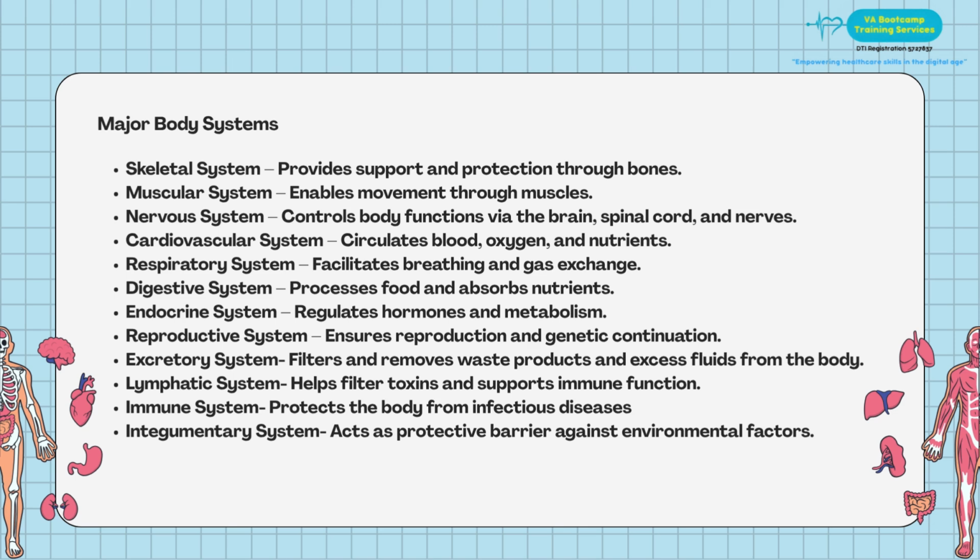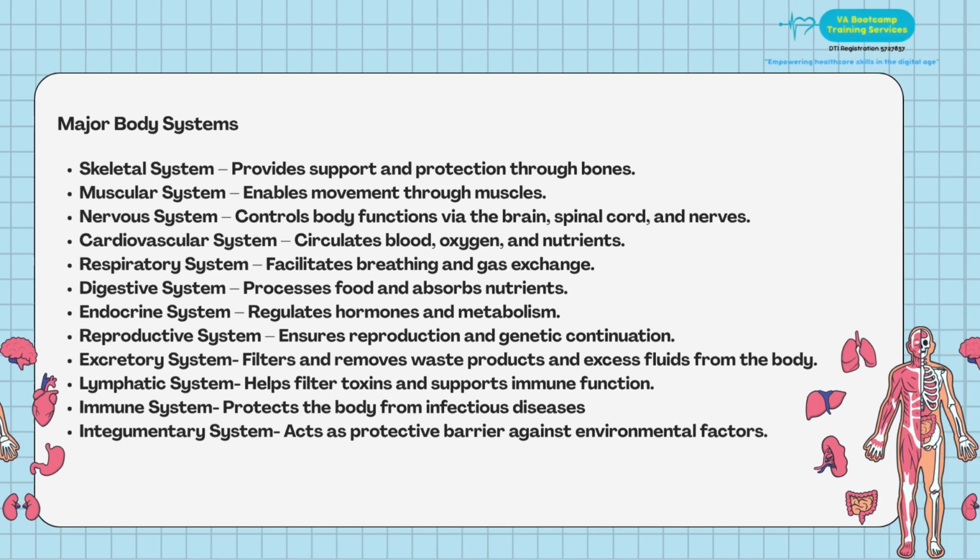Endocrine system regulates hormones and metabolism. Reproductive system ensures reproduction and genetic continuation. Excretory system filters and removes waste products and excess fluids from the body. Lymphatic system helps filter toxins and supports immune function. Immune system protects the body from infectious diseases. Integumentary system acts as protective barrier against environmental factors.